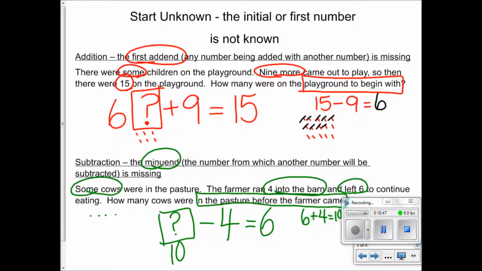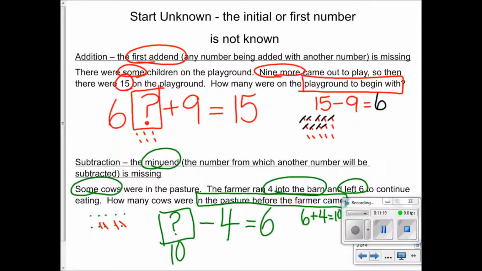If I took 10 and I did subtract 4, I would see there 1, 2, 3, 4, 5, 6. And there it is. 10 minus 4 equals 6. So how many were in the pasture before the farmer came? 10. Absolutely, there were 10. That is a start unknown. Do you see what I mean by start unknown? The first number in a number sentence is missing. We don't know what it is.